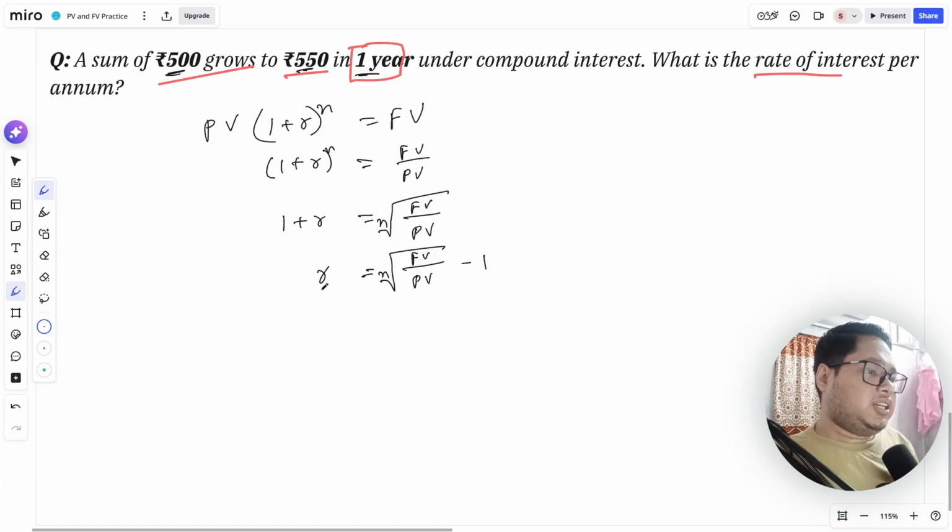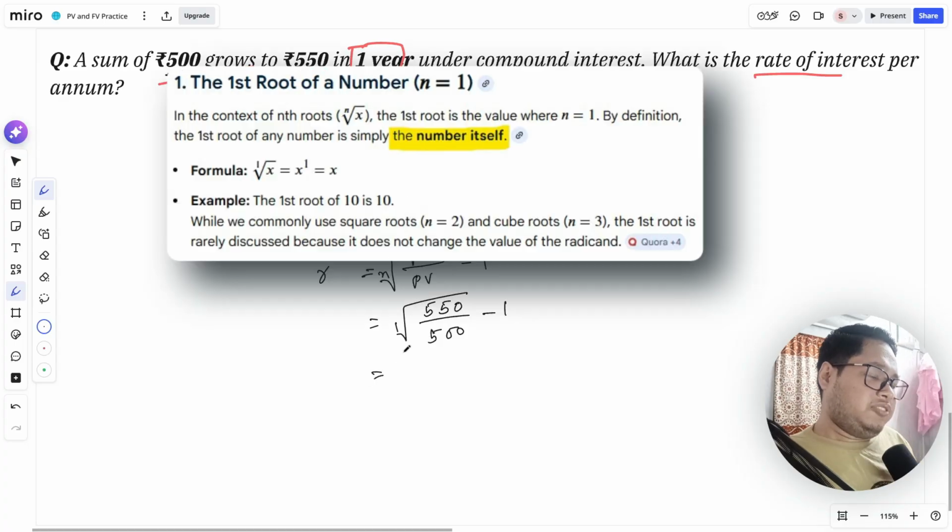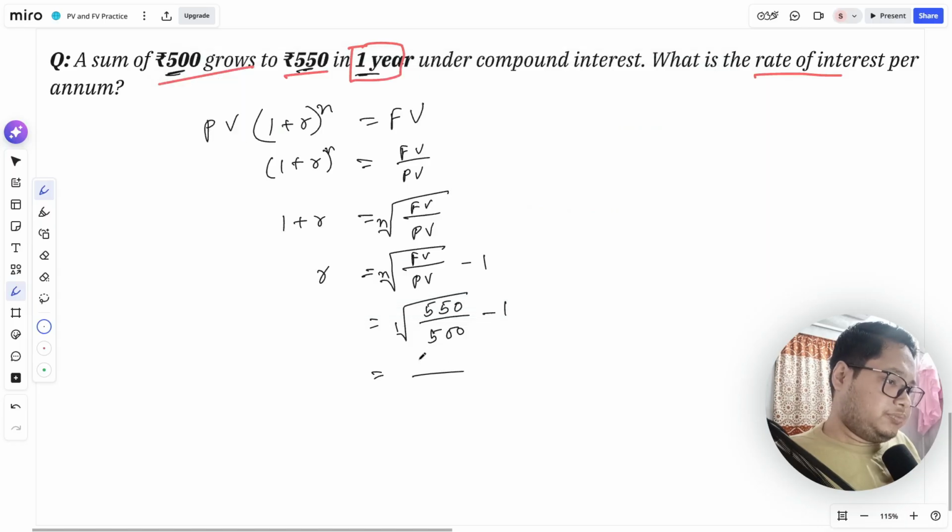So to calculate the R, we just have to solve this sum only. In that way we can figure out what the rate of interest is. So let's solve it. If anything's power or root is 1, then that number stays as it is, there is nothing we have to do.